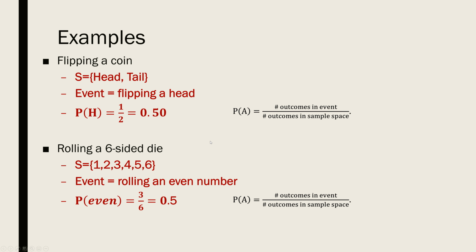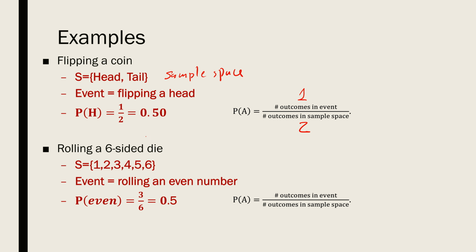Here are some examples. When we flip a coin, we either have a head up or tail up. So that's why the sample space has two components, head or tail. We define the event as flipping a head using the formula here. The number of outcomes in the event is 1 because we only accept head up. And the number of outcomes in the sample space is 2 because it is either head up or tail up. That's how we calculate the probability of a heads up.